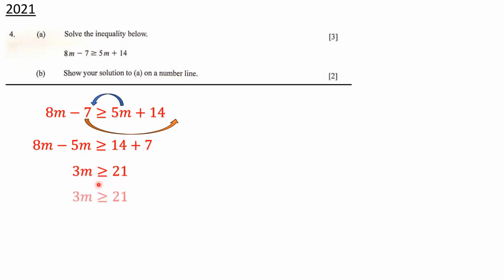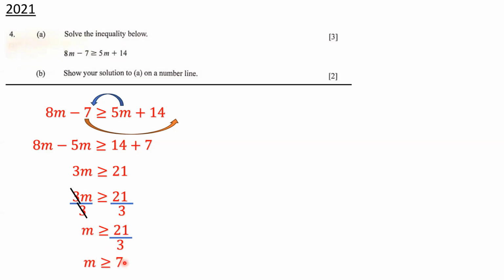Now we're going to divide both sides by 3. And 3 divided by 3 is definitely going to be 1. So we cancel out these two 3's. And so we are left with m is greater than or equal to 21 over 3. And 21 divided by 3 is definitely 7. And so we have m is greater than or equal to 7.